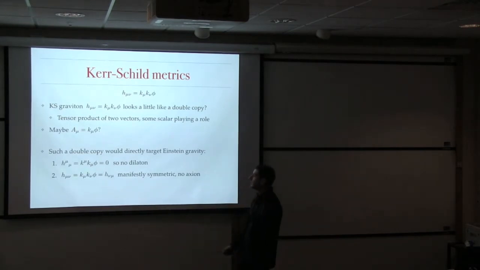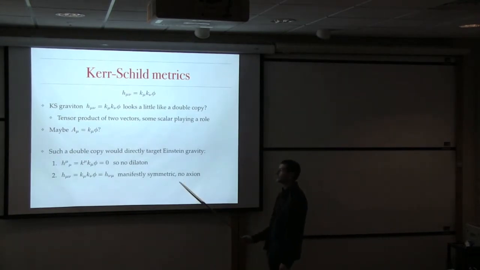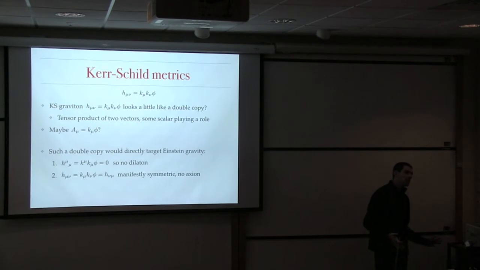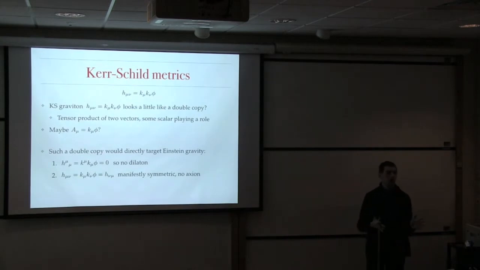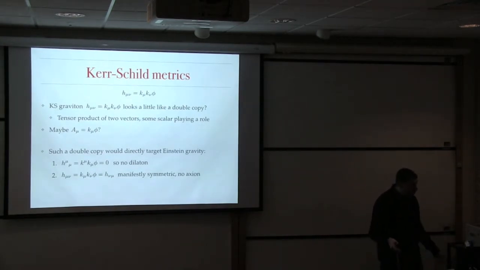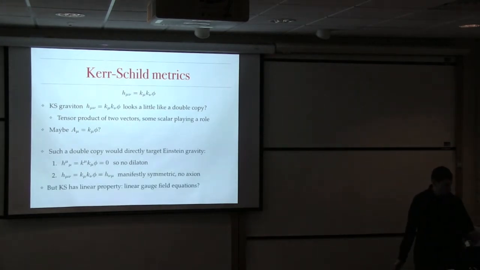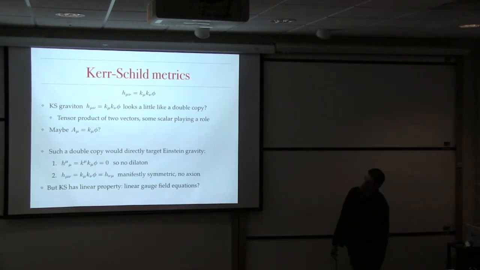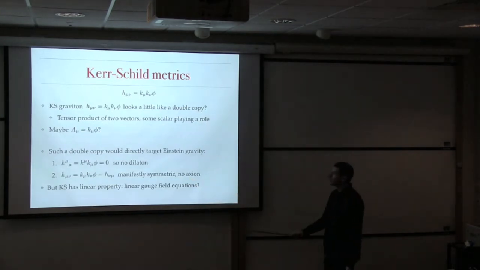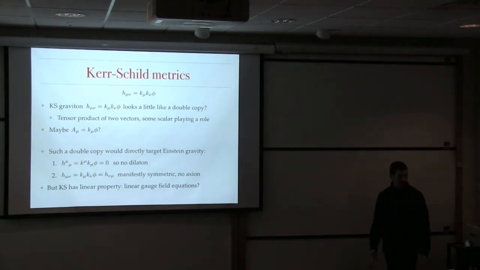Now, in addition, this h is manifestly symmetric, just k mu k nu phi. So you never get an axion. So a double copy along these lines is going to have a very nice property, that it's going to be a double copy directly between gauge theory and Einstein gravity. No dilaton, no antisymmetric tensor. So maybe you could think of some simple double copy along these lines in this simple case. Of course, there's something a bit funny about that. We've seen that these Kerr-Schild metrics have this remarkable linear property. Normally, you would think in BCJ double copies, of Yang-Mills theory, that's not linear. So it's maybe not clear where linearity is going to come from.